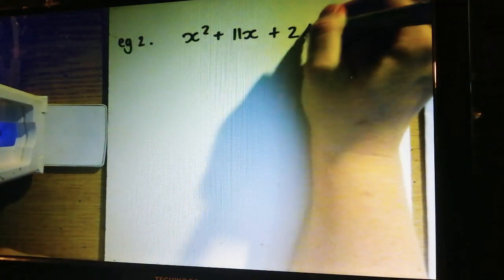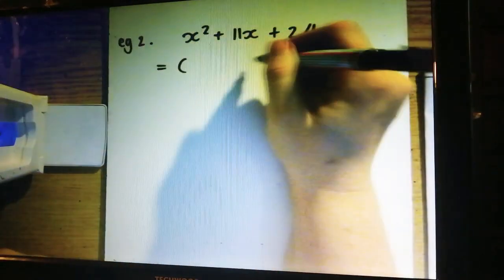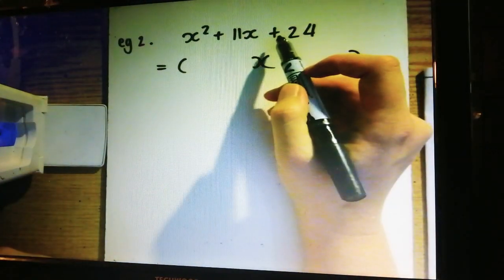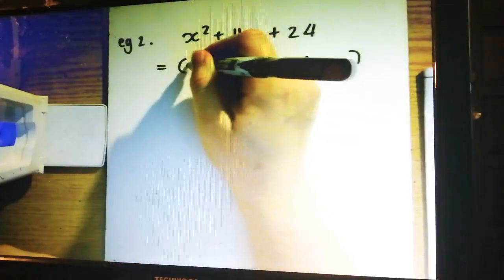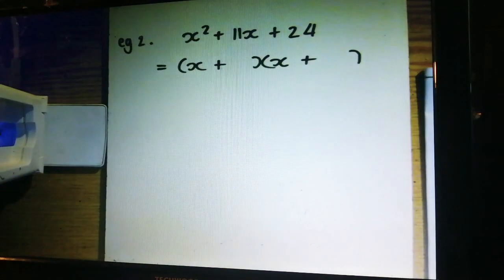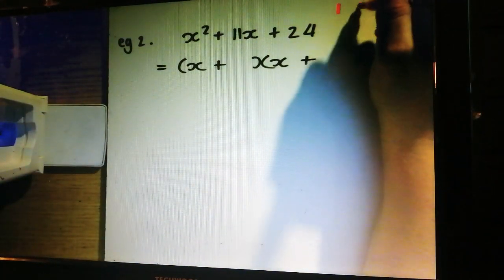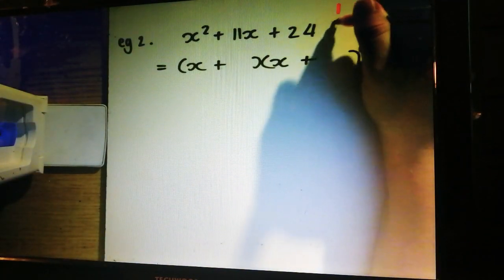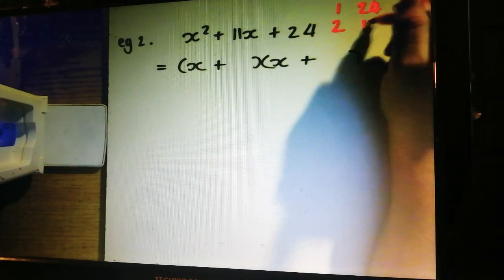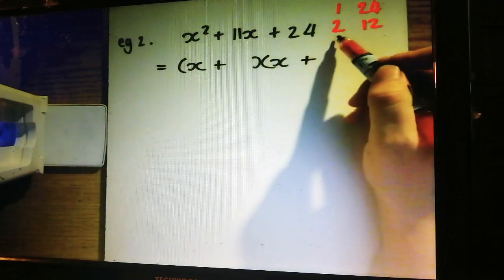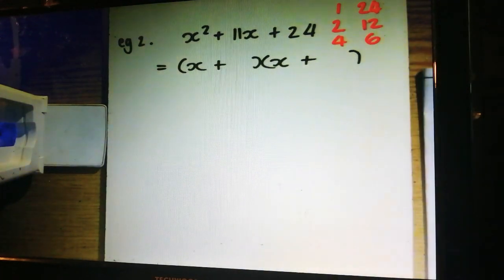So example 2 looks like this. It says factorize x squared plus 11x plus 24. Straightforward trinomial, no HCF. The plus tells me that both signs must be the same, but this tells me that they must both be positive. x and x. Factor pairs of 24: 1 and 24, 2 and 12, and 4 and 6.